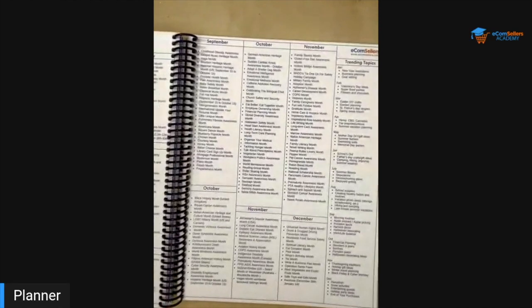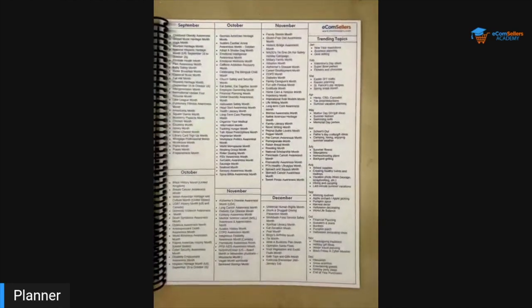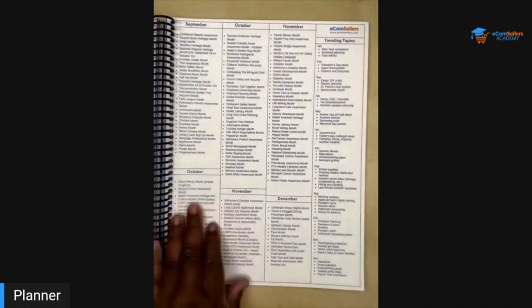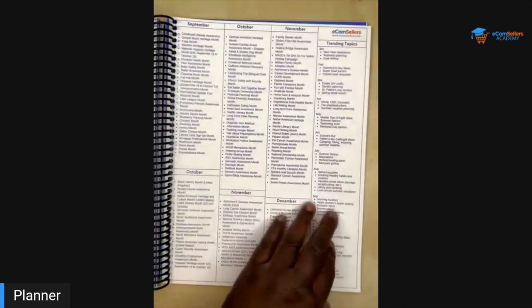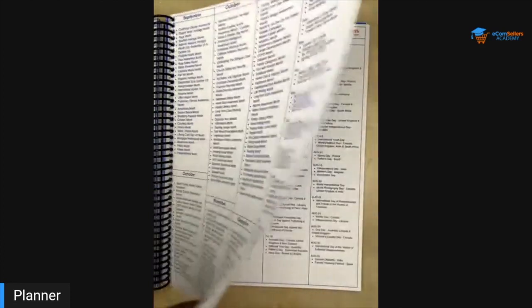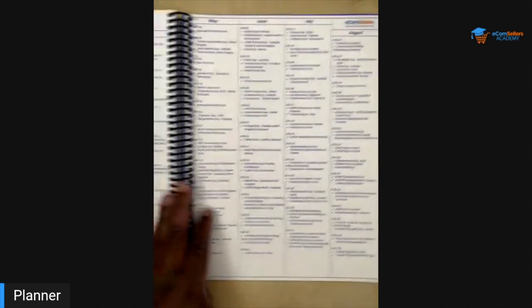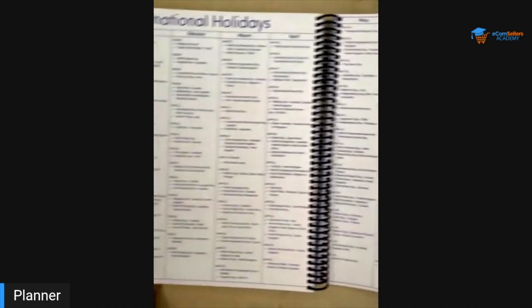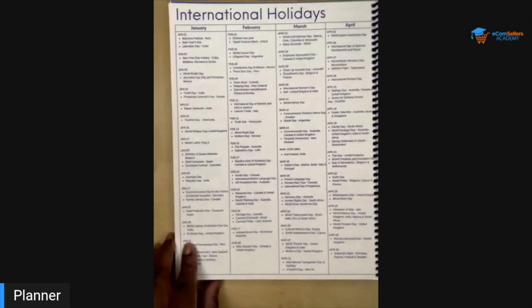You'll also notice in the monthly section that you have a place for trending, trends that happen in that month. So again, the trends are in the last column. You can use that information to your benefit or not. You have international holidays. Okay, so international holidays.